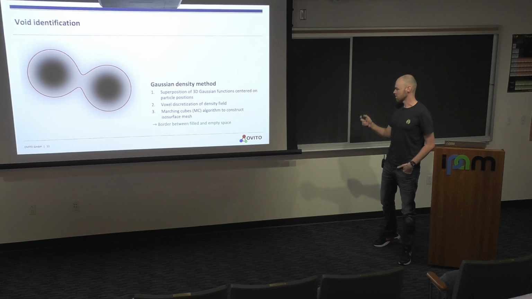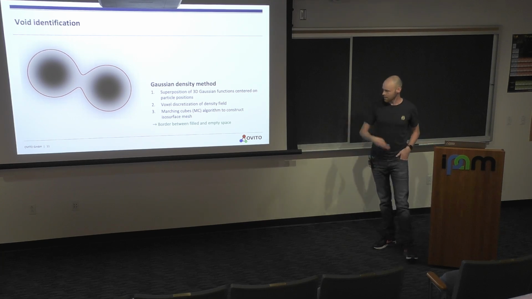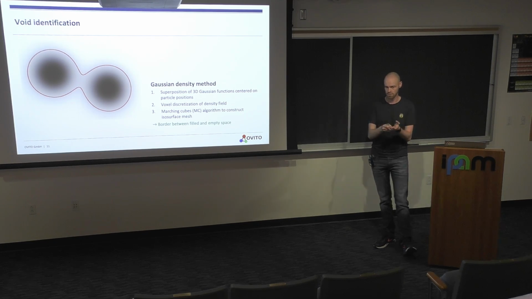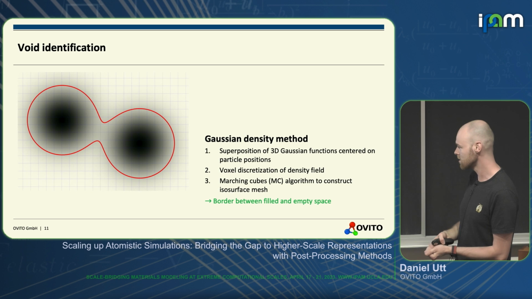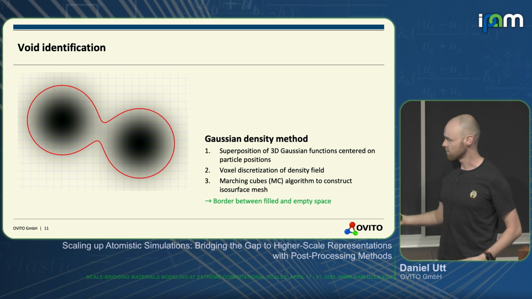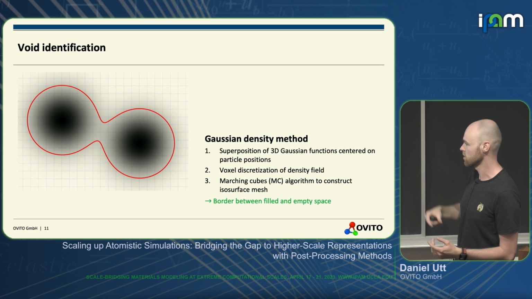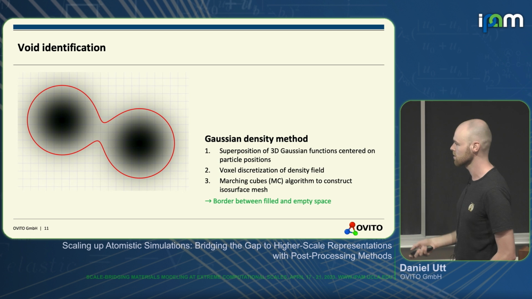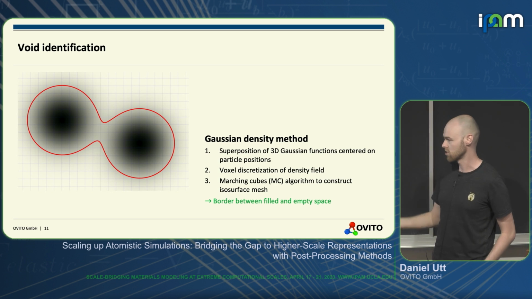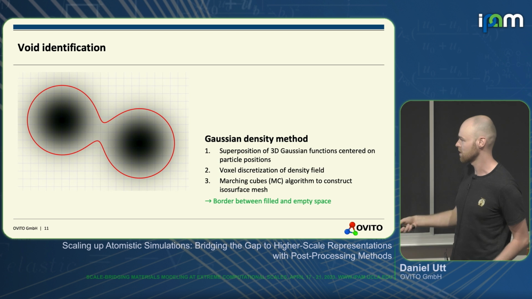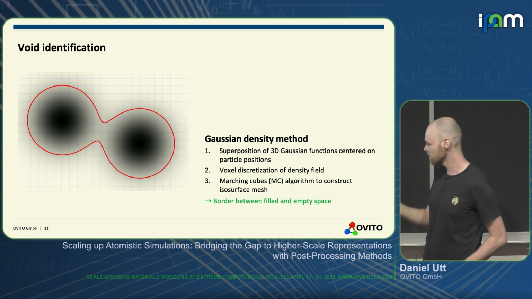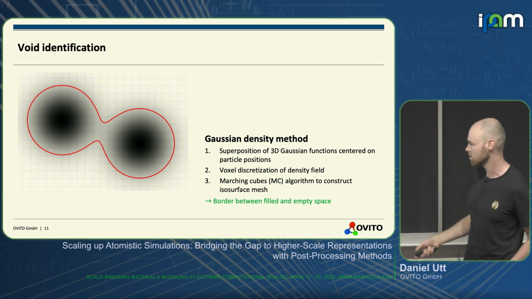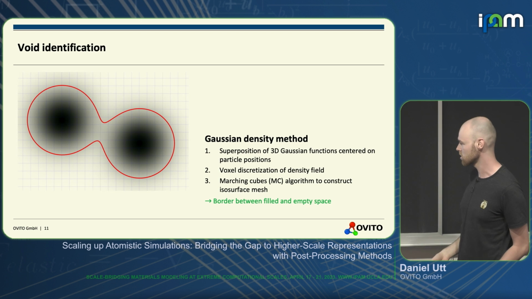One method you can use is the so-called Gaussian density method, where you start off with the superposition of 3D Gaussian functions that are centered on your atom points that you get from your simulation. You then create a voxel grid, put it over the simulation domain, and calculate the function value for your density field on all these grid points. You can then use an established method like marching cubes to construct a surface mesh or an isosurface on this field. In this case, this would be the red outline we can see here around these two atoms, or these two Gaussians on the atomic positions.